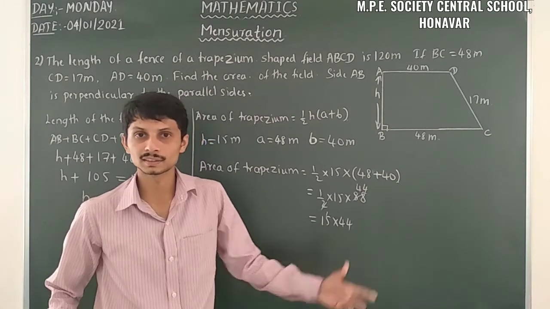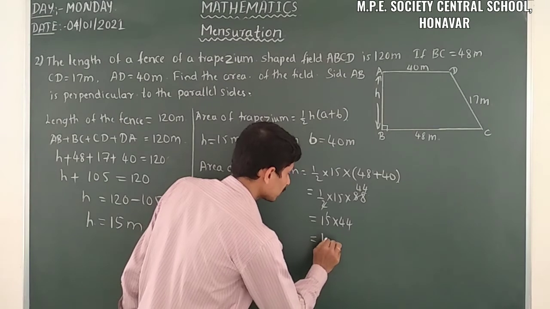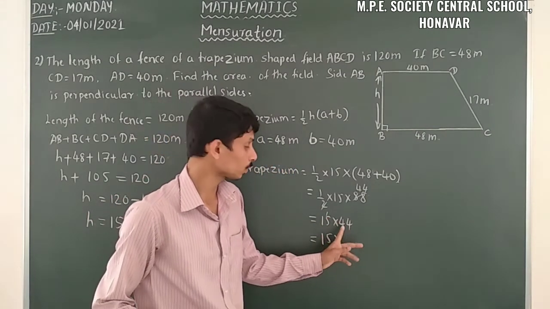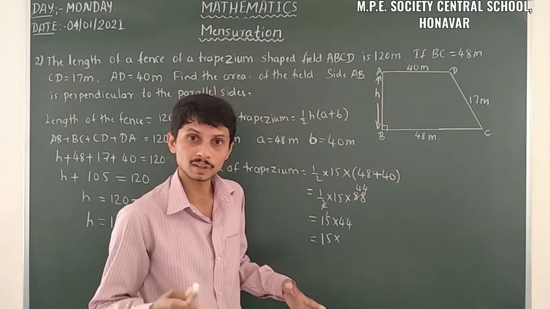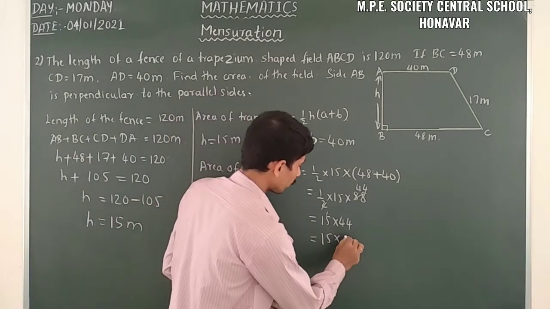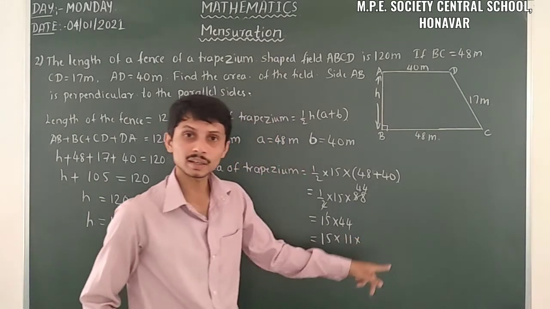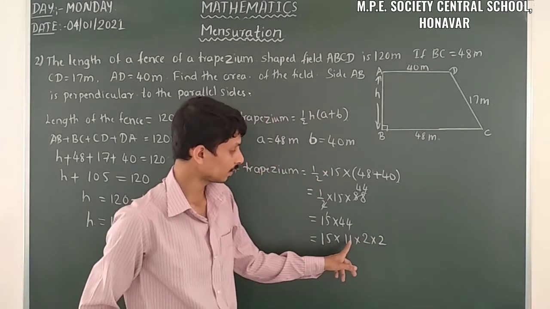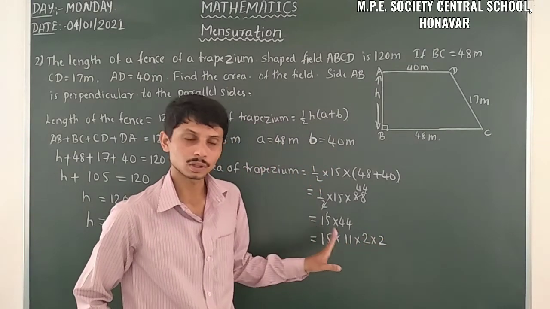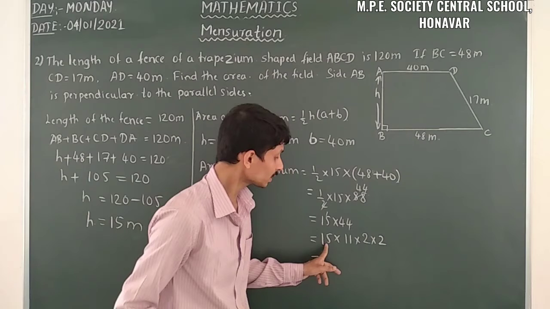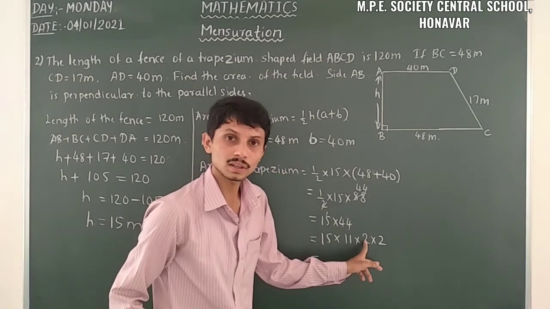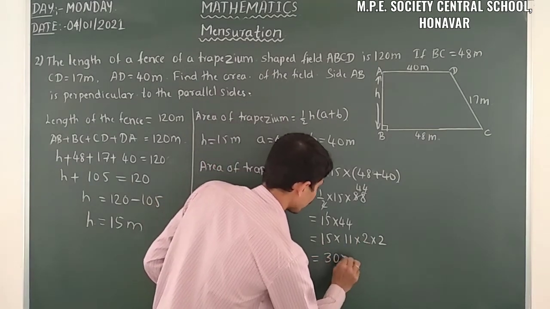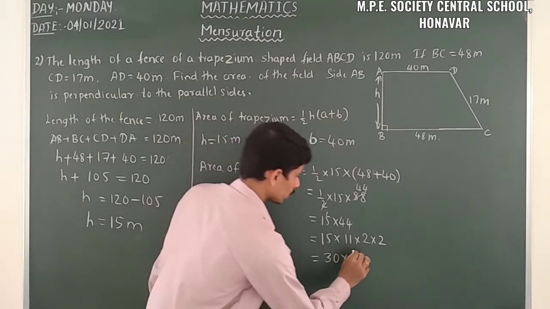We can factorize this one. So can we factorize this one? 44 can be written as 4 into 11. Yes, 4 into 11, and 4 can be written as 2 into 2. Yes, 2 into 2. So just observe, 11 into 2 into 2, it is 44. Yes, using this, 15 into 2, I will multiply, it is 30. So it becomes 30, and 11 into 2, 22.